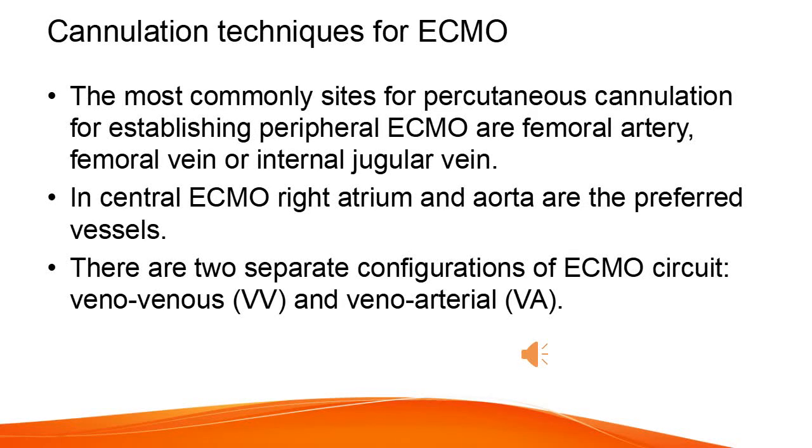Cannulation techniques for ECMO. The most common sites for percutaneous cannulation for establishing peripheral ECMO are the femoral artery, femoral vein, or internal jugular vein. In central ECMO, the right atrium and aorta are the preferred vessels. There are two separate configurations of the ECMO circuit, venovenous, VV, and veno-arterial, VA.